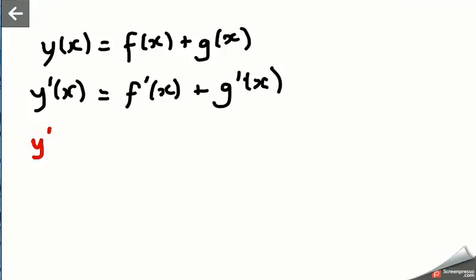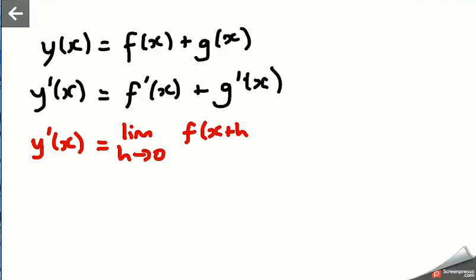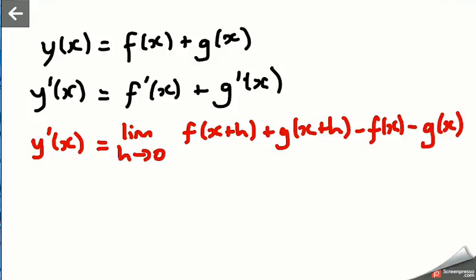We've got y prime of x is equal to the limit as h tends to 0 of y of x plus h. Well, that is f of x plus h plus g of x plus h minus, well, y of x, which is f of x plus g of x. But we're minusing f of x plus g of x, and that's actually minusing f of x, then minusing g of x. Because we're minusing the whole thing. So that's the same as subtracting both of them individually. And this is, of course, divided by h.